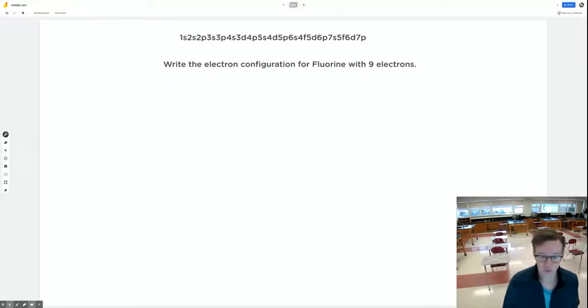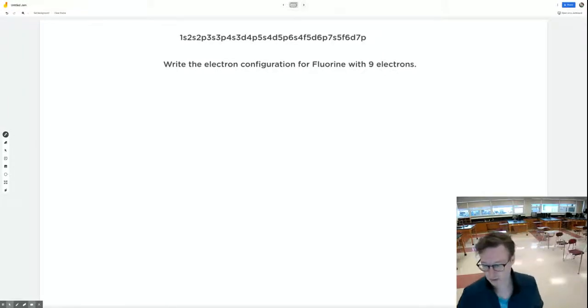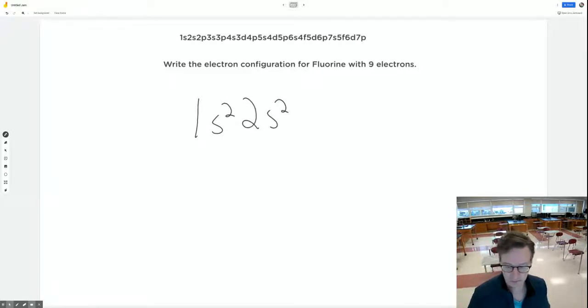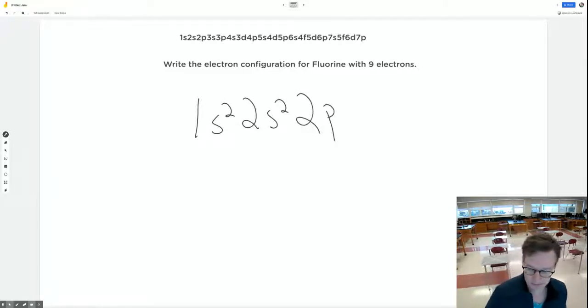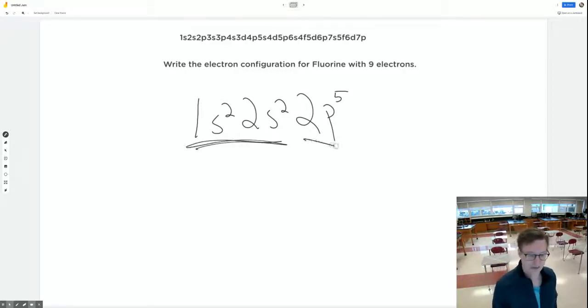Okay, just a couple more of these. Fluorine with 9 electrons: 1s2, 2s2, 2p. Well, let's see, we've got 2, 4. To get to 9, I need 5. So the p could hold up to 6, but I didn't need to fill it up. I filled the ones before it, but the last one is the only one that can be incomplete, and it's okay if it is, as long as you have the right number. This adds up to 9 across the top, and only the last one is incomplete, so that's fine.